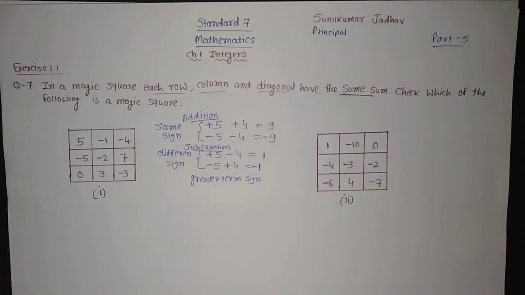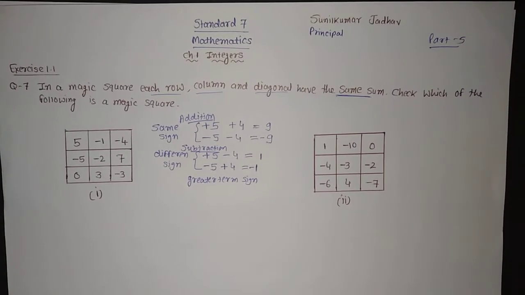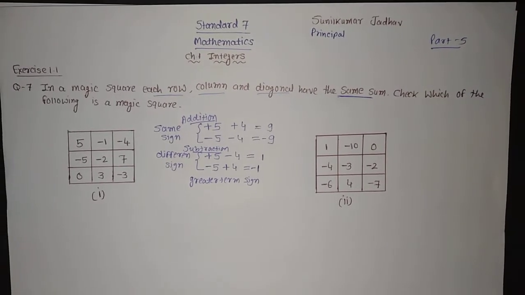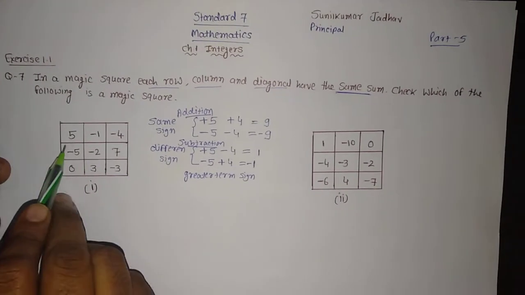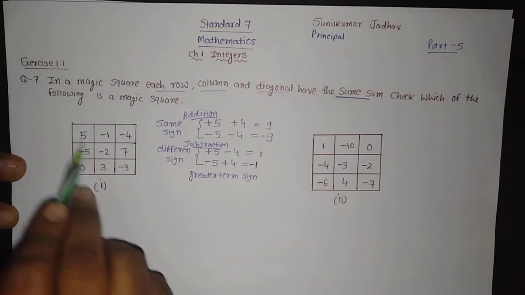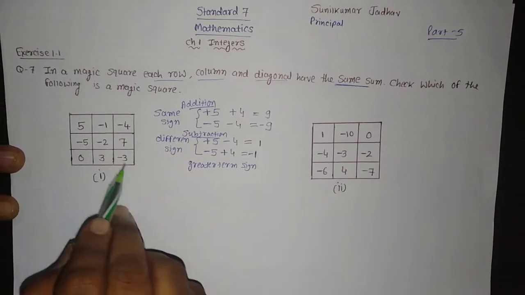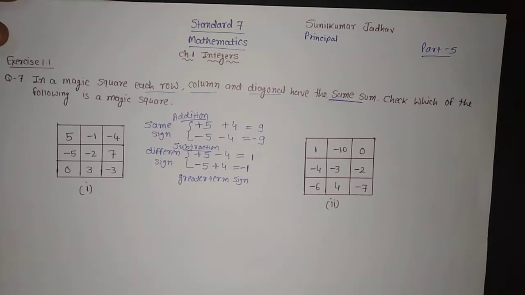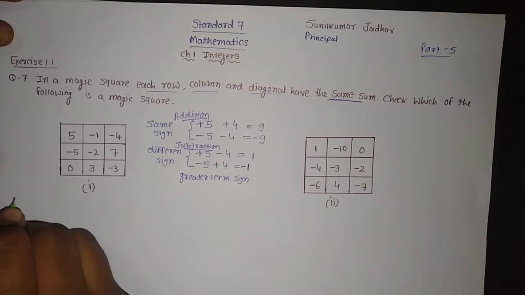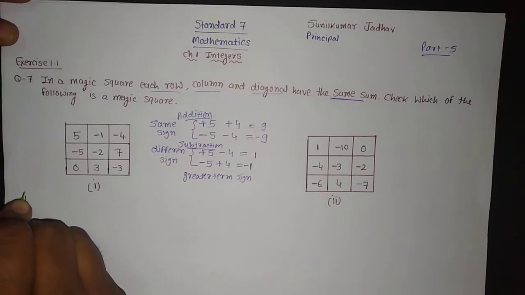Now let us go to the magic square. Let us try to find out which one is a magic square. You know that in a magic square we have to do the addition of the rows, the addition of the columns and the addition of the diagonals. If they are the same, then it is a magic square. So first of all, we will do it for number 1, for the first square.